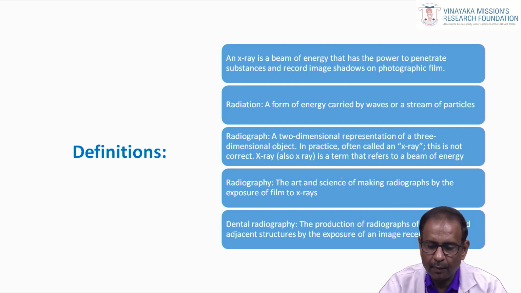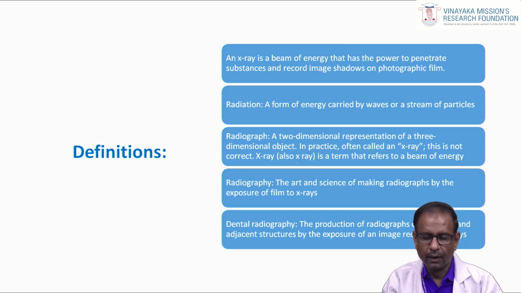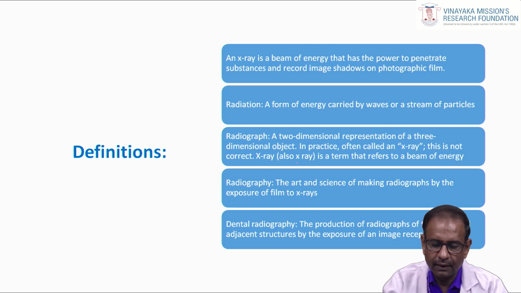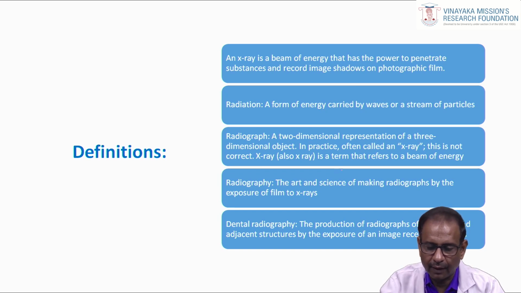The radiation. What is the definition of radiation? It's a form of energy that is carried by waves or a stream of particles. That is the radiation. A radiograph is a two-dimensional representation of a three-dimensional object. In practice, it is often called the X-ray. This is not actually correct. X-ray is the term that refers to the beam of energy.